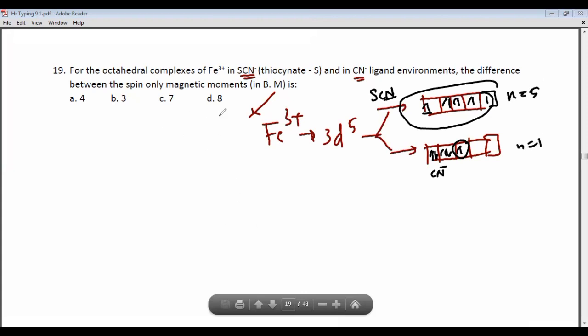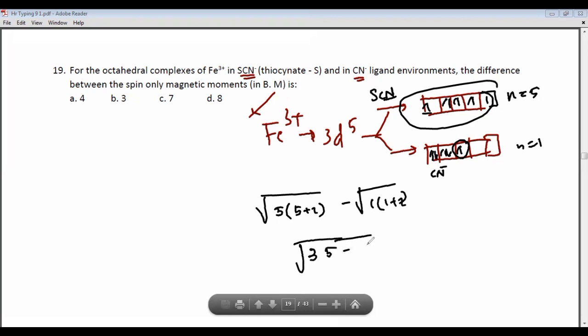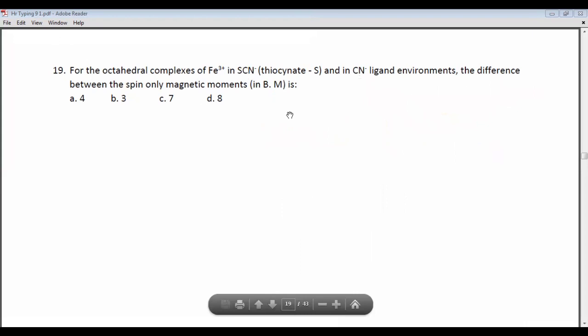So the difference between spin only magnetic moments means root of 5 into 5 plus 2, minus root of 1 into 1 plus 2. So root 35 minus root 3, that's nearly root 26. So approximately the answer is 4. Okay. Next question.